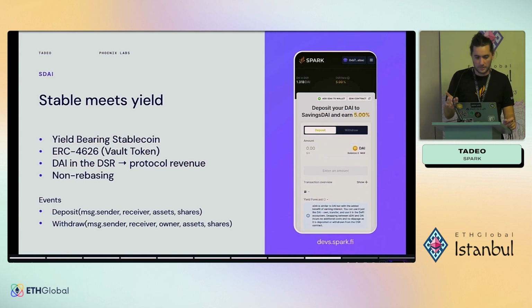All right, sDAI, or Savings DAI, the final product. This is a yield-bearing stablecoin based on DAI. It's DAI in the DSR module. So let's start first with that section.